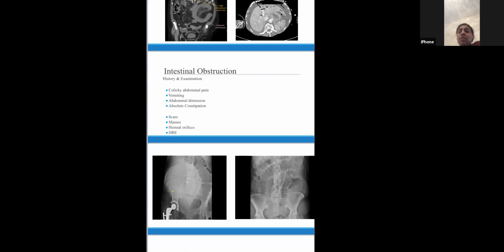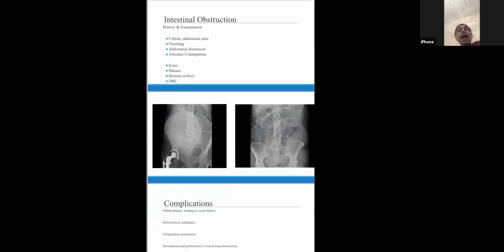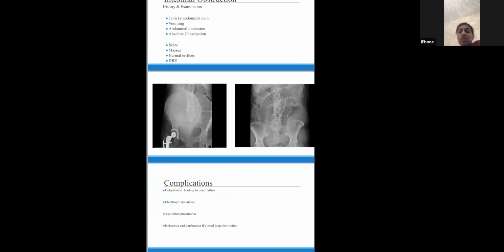And one of the common causes you see is previous surgery, where they've got adhesions, as a result of which they've got this. Have they got any masses? And make sure you check their hernial orifices. It's one of the commonest reasons why people develop small bowel obstruction. As a result of obstruction, they can become dehydrated and they can have electrolyte imbalance.